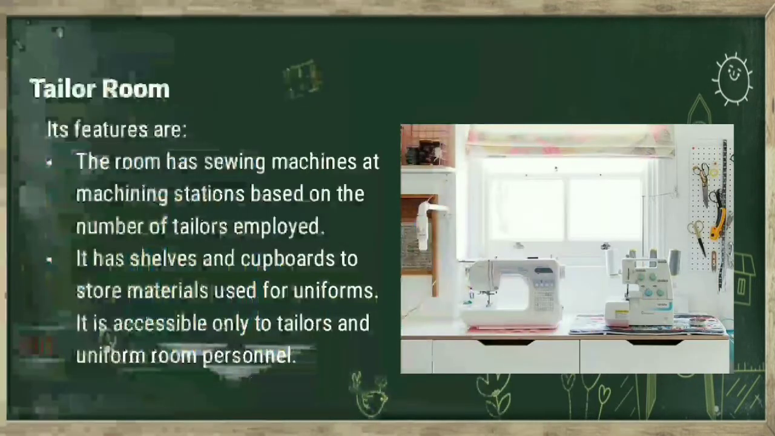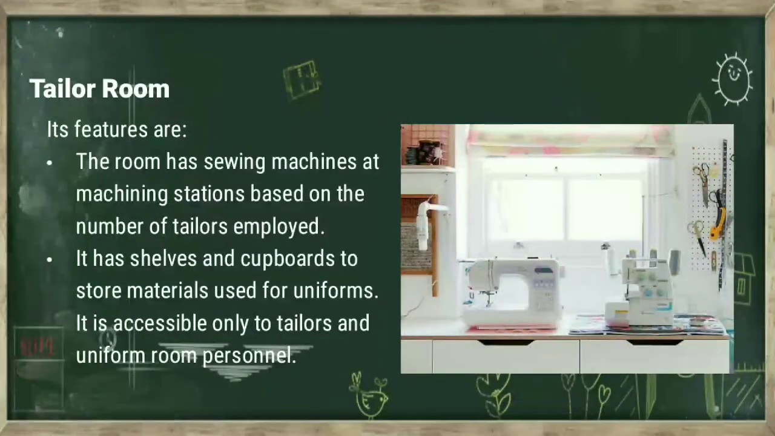Next is tailor room. It is a place or room where stitching and repairing of linen and uniforms takes place. Its features are: the room has sewing machines and machining stations based on the number of tailors employed. It has shelves and cupboards to store materials used for uniforms. It is accessible only to tailors and uniform room personnel.